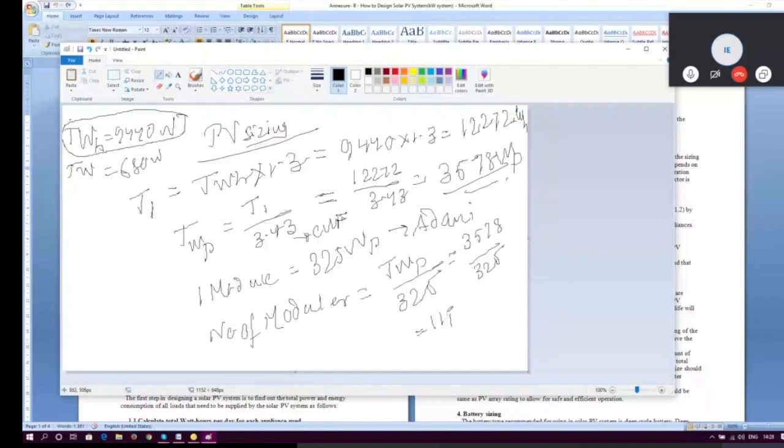So you can take it as 11 panels. In total we require 11 panels of 325 watt peak for this particular load. From the load analysis that we have done, we would require 11 panels of 325 watt peak. As we can see, the factor is 11.0092, so we can drop the decimals and take it as 11 panels. I hope everyone is clear till now. Arijit, please take the screenshot and share.